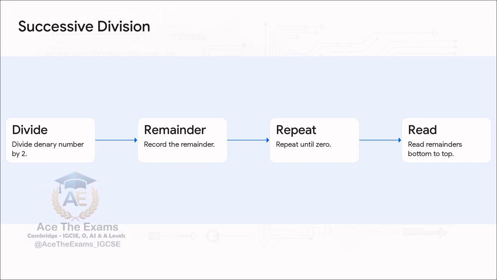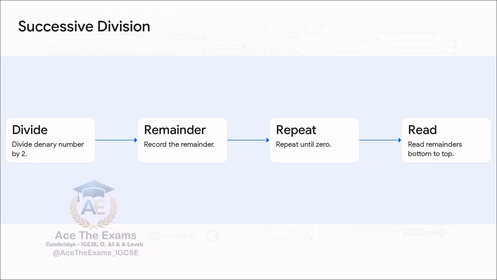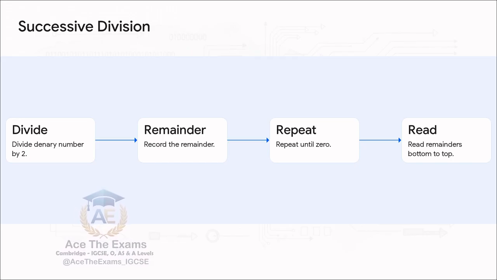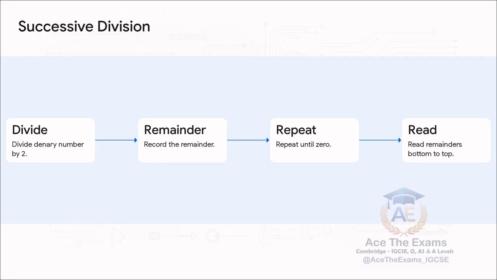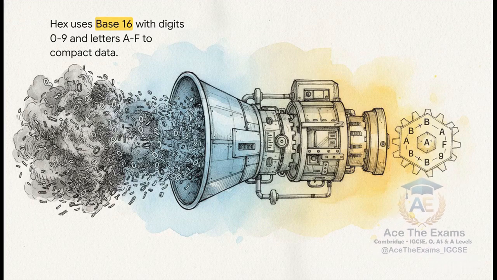Now, Step 4. This is where students always slip up. You absolutely must read those remainders from the bottom to the top to get your final answer. So, doing that, 142 successfully becomes 10001110. It's a simple, reliable algorithm, and it works every single time. Now, let's see how this builds when we need to really scale up our engine.